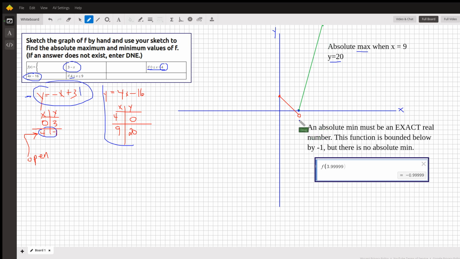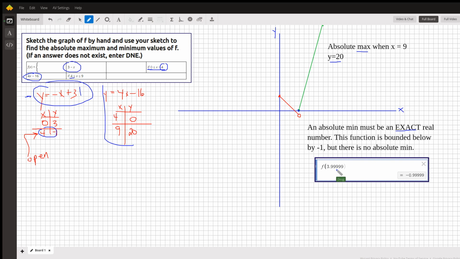But for the absolute min, you have to understand that an absolute min must be an exact real number. It turns out this function is bounded by y equals negative 1. You can't get below negative 1, but you can't get there either. So we say there is no absolute min.